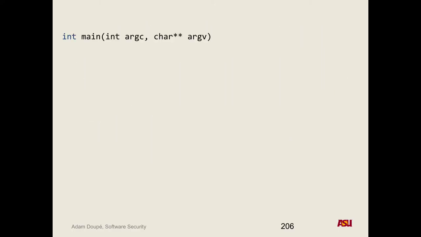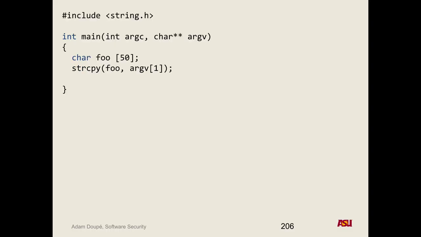So let's use a super simple program. We just have a buffer in main called foo. Then we are going to copy argv1 into foo. What's argv1? The first command line argument. So when we run this from the command line, the first argument that we pass in, that string will be in argv1. And then we'll return 10.